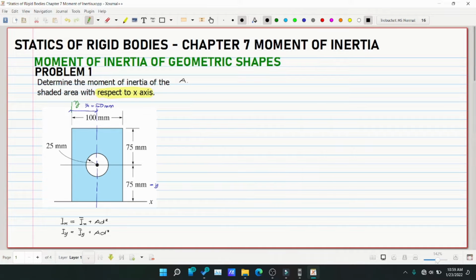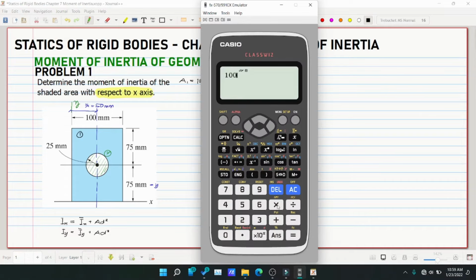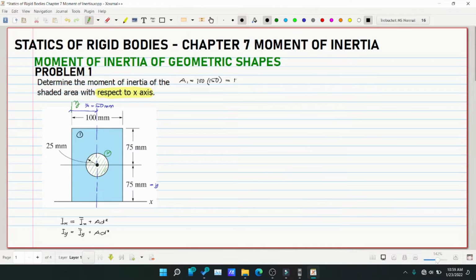So, game, kunin natin ang area 1. Okay, ang ating area 1 is yung rectangle. Then, ang ating area 2, ito. And so, ang ating area 2 is yung circle. So, area 1 is 100 multiplied by 150. So, 100 times 150, that is 15,000. Ano ba ang unit natin? Millimeter. Okay, so millimeter squared.